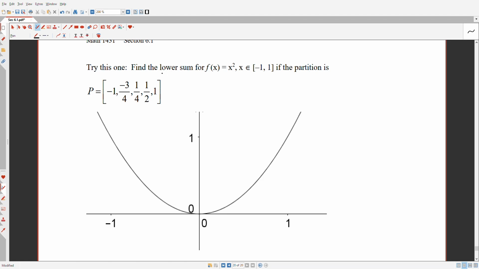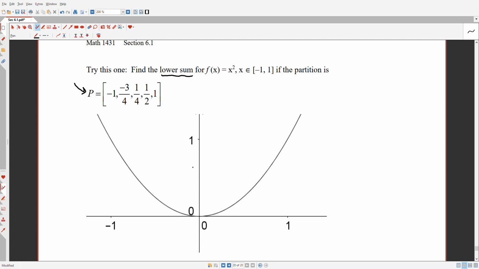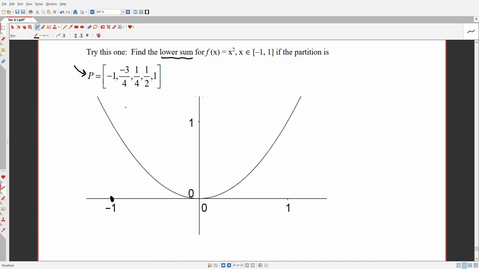This mentions lower sums. So we may have a partition that is equally spaced or not, and the partition we're given is not equally spaced. We have a point negative 1, the first point in our little breaking up. Then we go to negative 3/4, which would be about here. Then we jump all the way to positive 1/4, which would be about here. Then we go to 1/2, and then we go to 1.